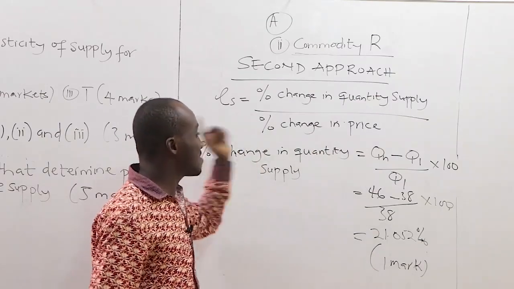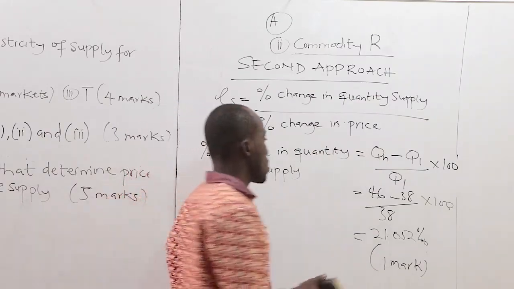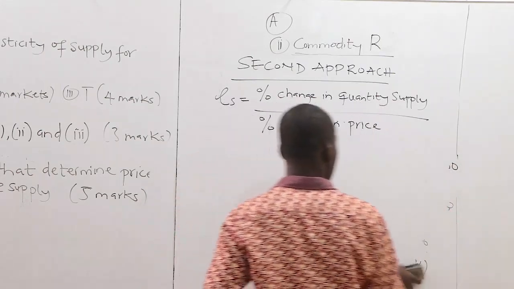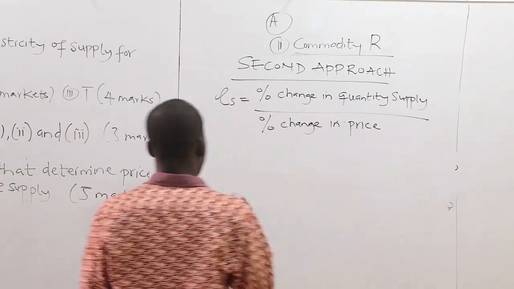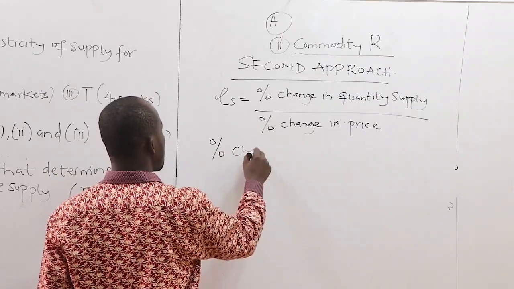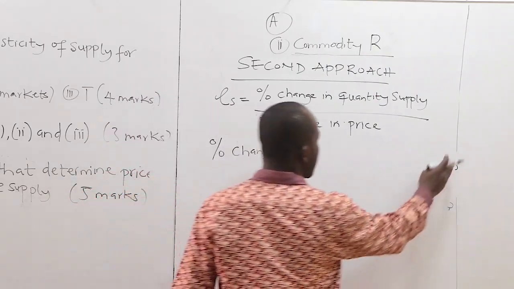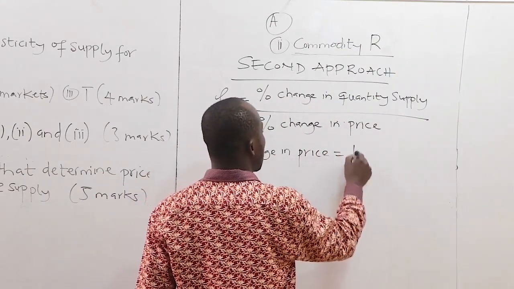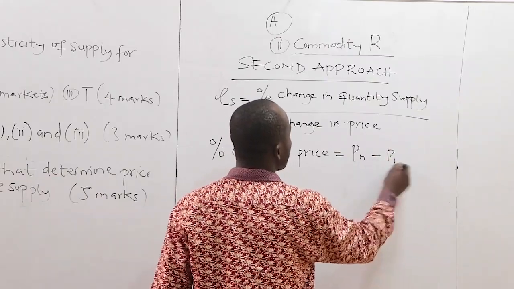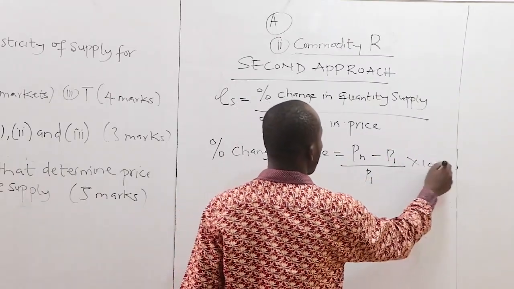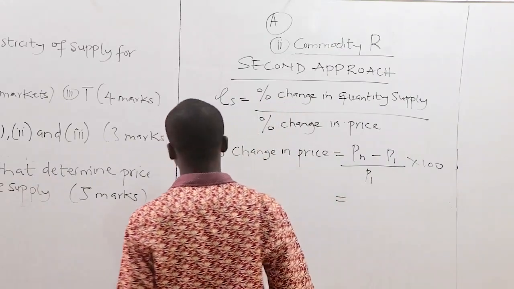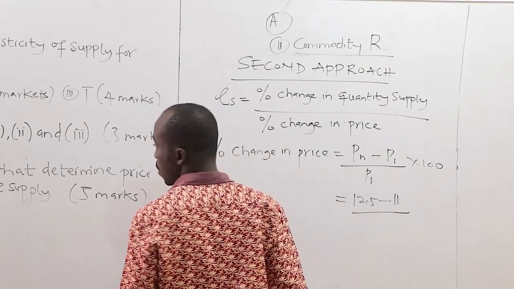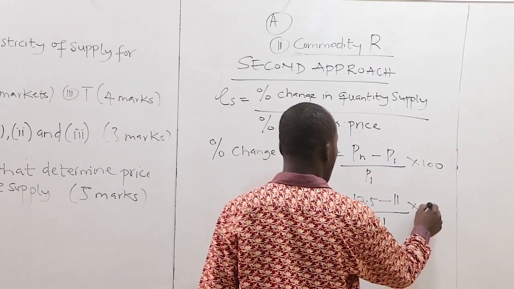So we are going to also find the percentage change in price. Percentage change in price is also going to be the new price minus the initial price, divided by initial price, times 100. What's the new price? The new price we saw is 12.5, and the old one was 11. Divided by 11, times 100.